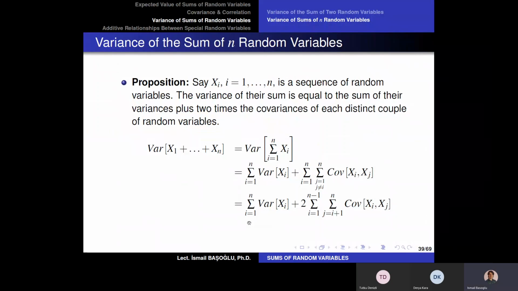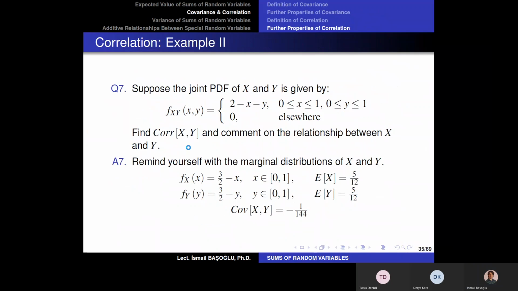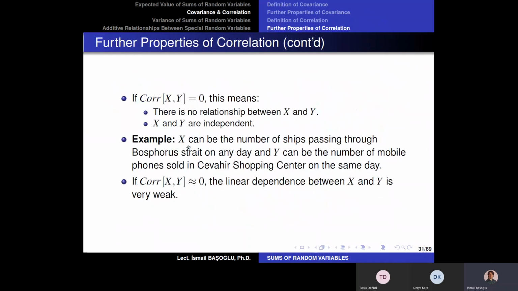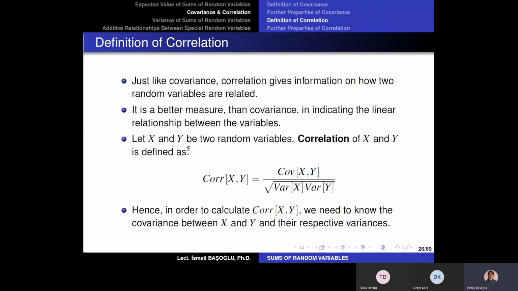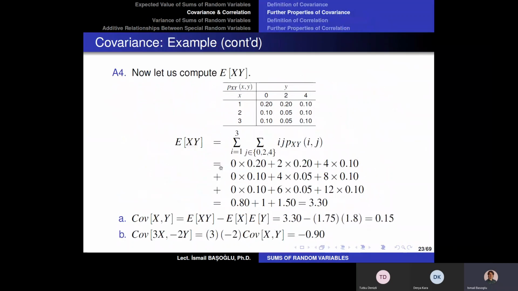Now, let us solve question number 8. So remember, in question 4, we have computed the variance of random variable X. So let me show that to you. Question 4. In this question 4, we have calculated the covariance of X and Y. And the expected value of X was 1.75 and expected value of Y was 1.8. And the covariance was equal to 0.15.